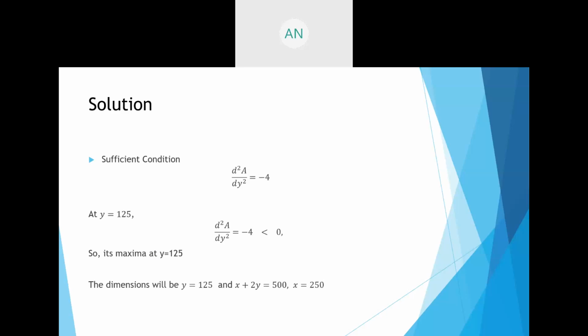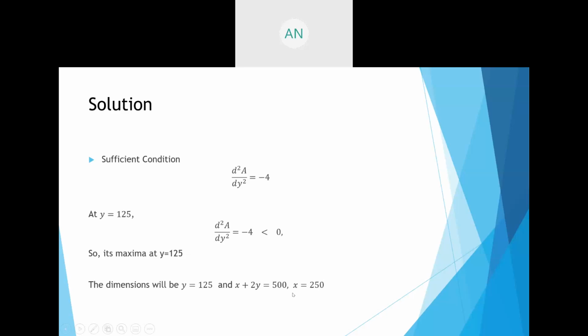From that I can find out the dimensions of the field. The dimensions of the field will be y is equal to 125, and we know from our constraint that x plus 2y is equal to 500, and therefore x will be equal to 250. So x is equal to 250 and y is equal to 125. So if you look at the constraint, it is satisfied. So 250 plus 2 into 125 is 500.